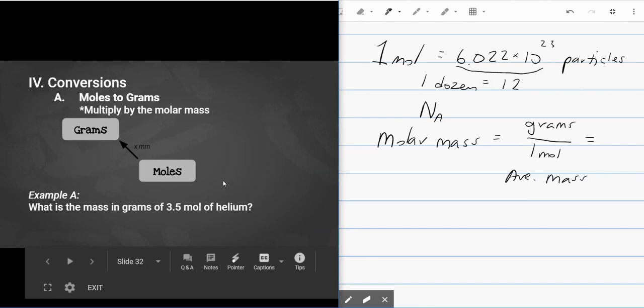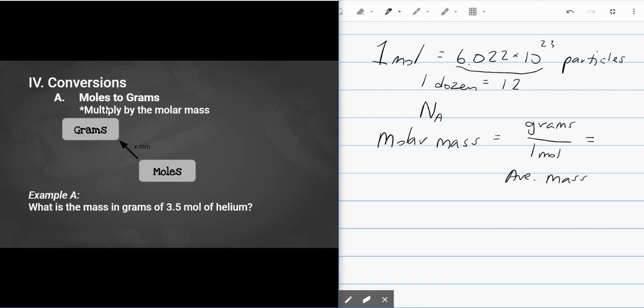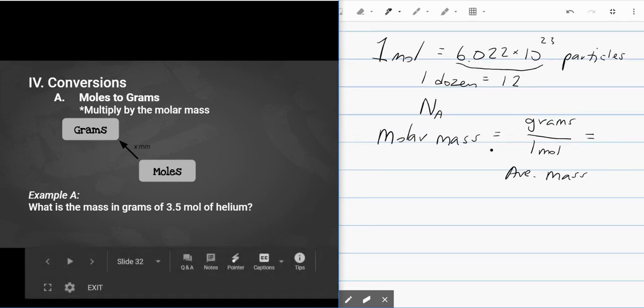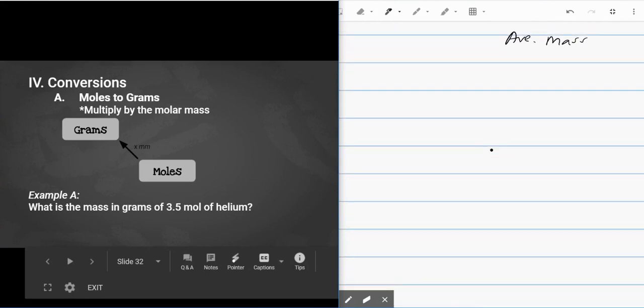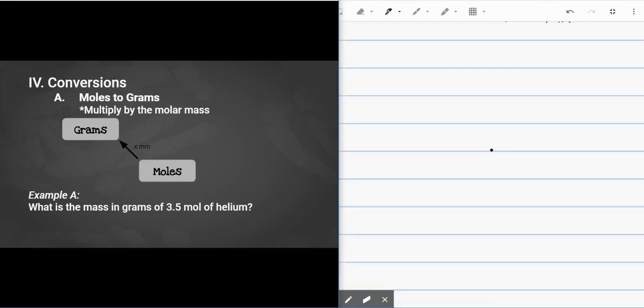All right, so let's get to conversions. If you are given in the problem the number of moles and you are asked to change it to grams, then you're going to multiply by the molar mass. This is just a little picture showing you visually what we're going to do, but what we use is called dimensional analysis. So we're going to be canceling out units and writing out our number just like we did in Chapter 2.